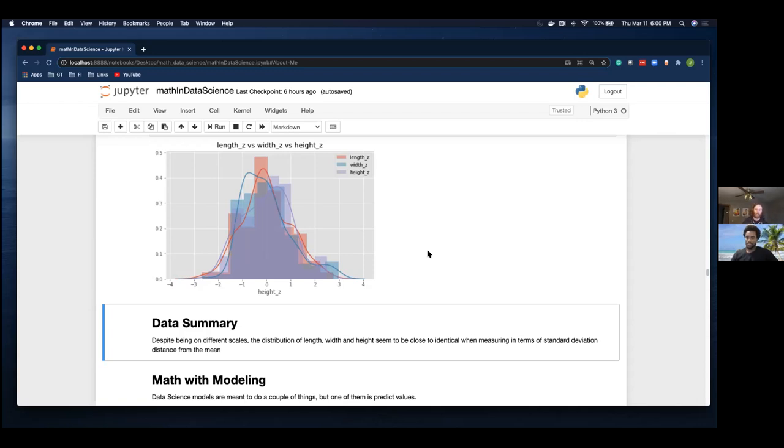So even though the ACT is on a 36 scale, and the SAT is on a completely different scale, you could use that z-score to say, okay, which one did I do better on? Yeah, there seem to be a bunch of different scales for the SAT. So when should you not z-score? Yeah, that's a good question.